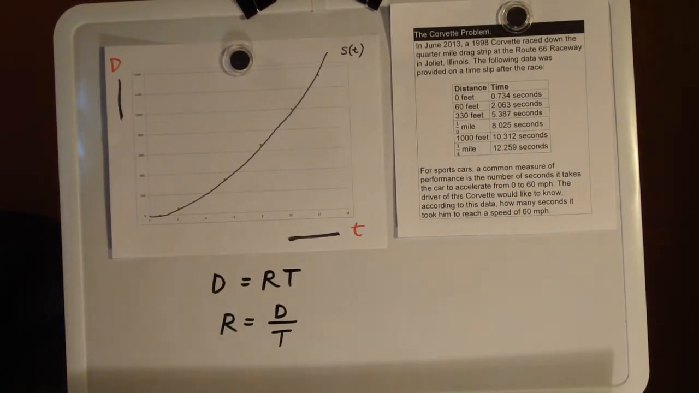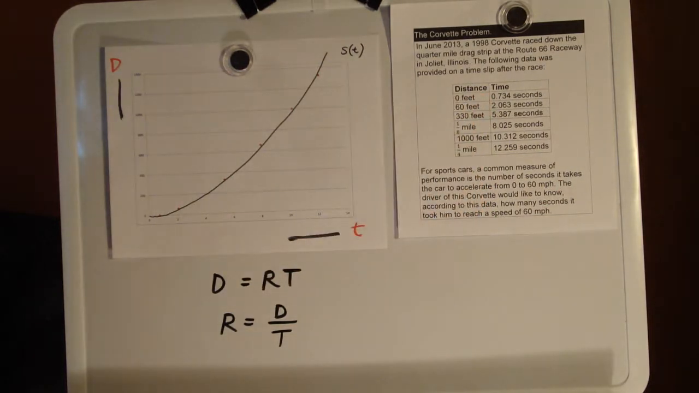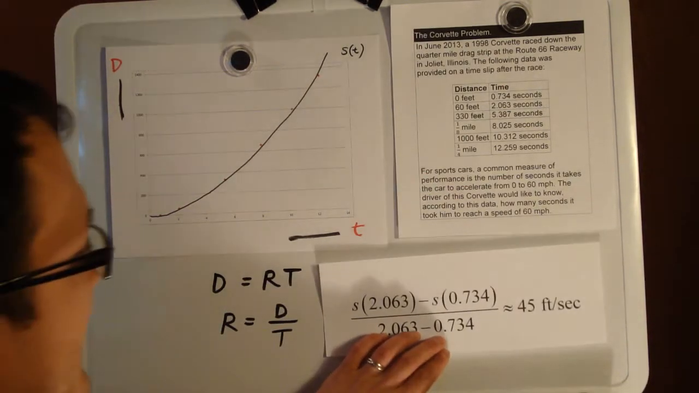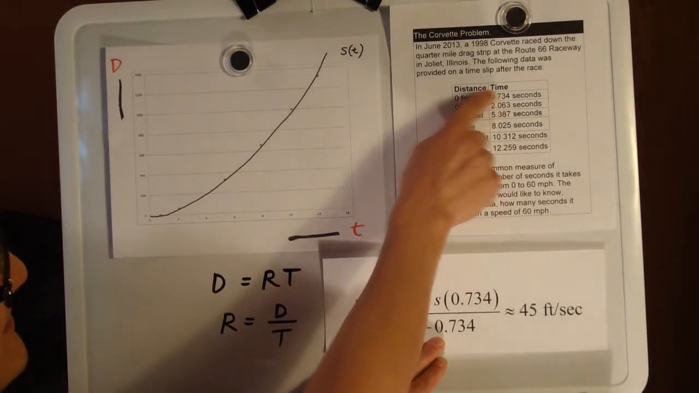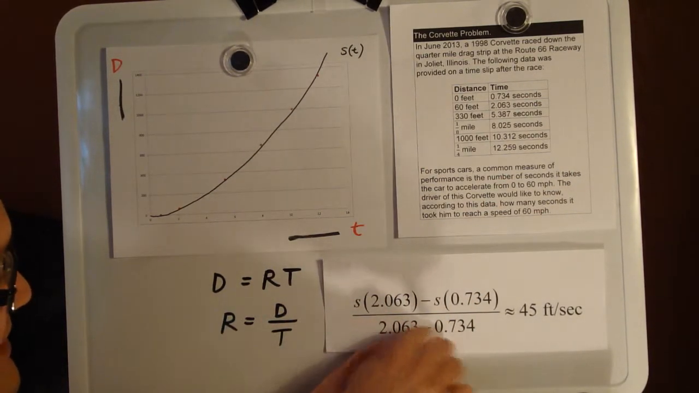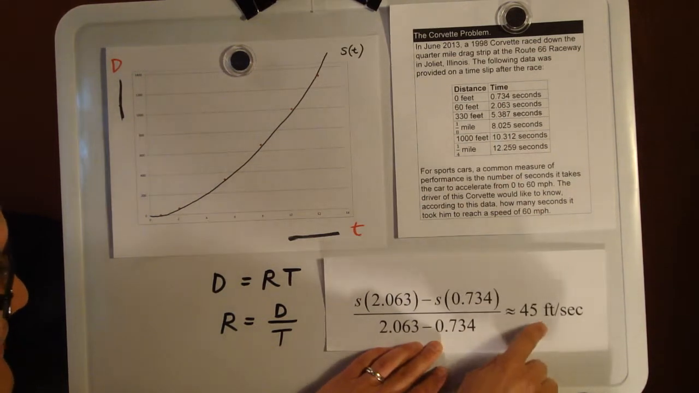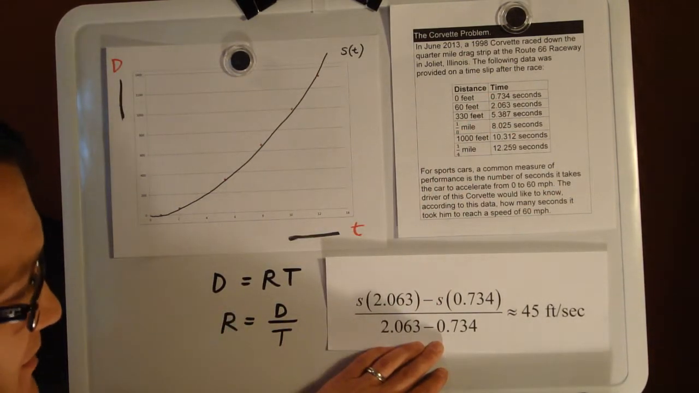If you want to look at the first 60 feet, we could do the change in distance over the time that has elapsed, about 1.3 seconds, and you will get the driver's average speed on that window. So if you use the first 60 feet, we're using 2.063 and 0.734, the difference in the distance corresponding here and the difference in the times. You can see the average velocity here is 45 feet per second. So over the first 1.3 seconds or so, the driver is moving at an average rate of about 45 feet per second.